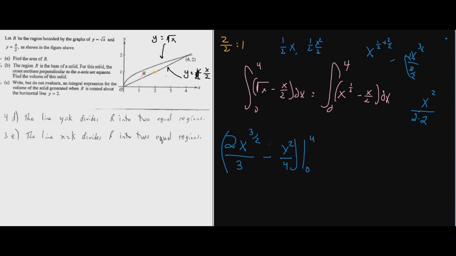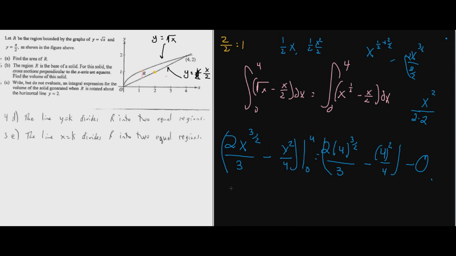All we have to do now is plug these in, and we don't really have to plug in 0 because we're going to get 0. Let's plug in the 4. 4 to the 3 over 2 divided by 3 minus 4 squared divided by 4. I'll put a set of parentheses around here. Minus 0, because if I plug in 0 to both of these, I'll get 0.